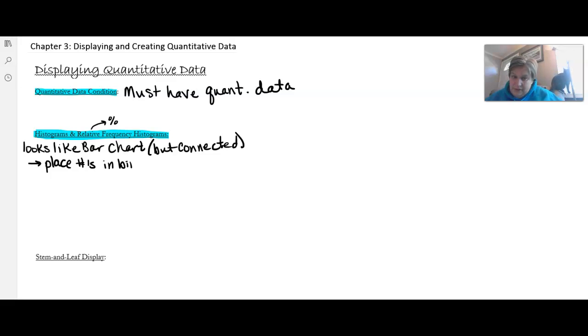in bins. When you create bins, you want to have at least 5. If you have too many, you're not going to see some trends, but if you don't have enough, it's going to be hard to see also. So we want to have at least 5 bins. And then you need to make sure you have a consistent label.